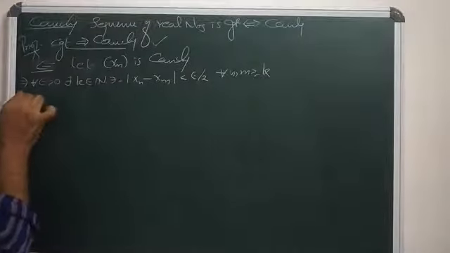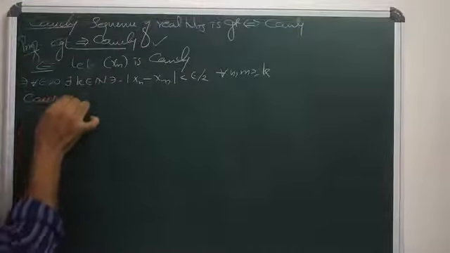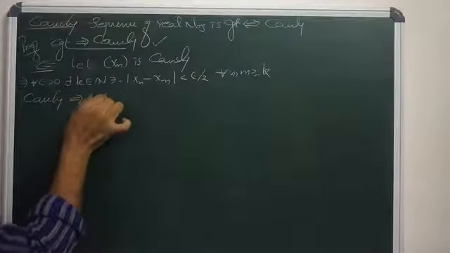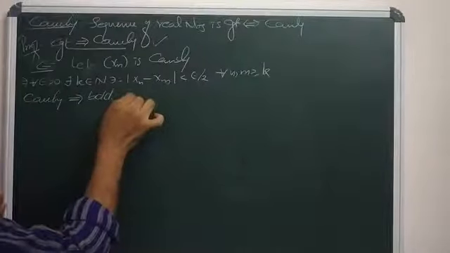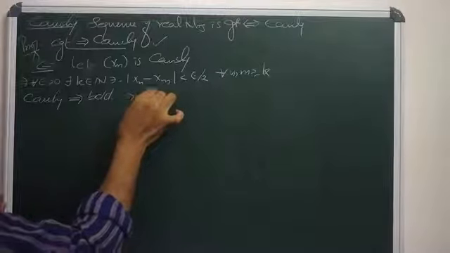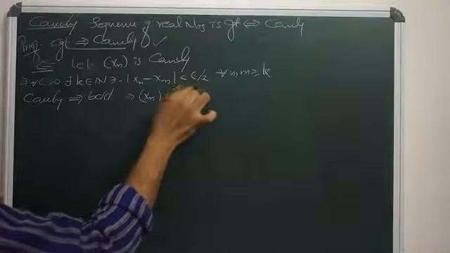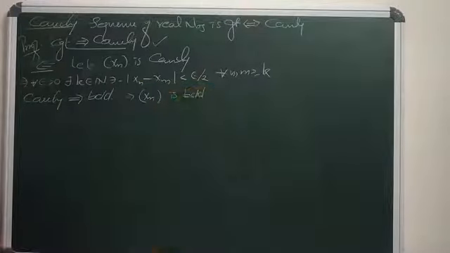But we know that a Cauchy sequence is always bounded. Cauchy implies bounded. This is already proved. Every Cauchy sequence of real numbers is bounded. Agreed? Okay. So clearly the sequence xn is a bounded sequence. Why? Because it is a Cauchy sequence. It is given that {xn} is Cauchy, and we know that a Cauchy sequence is bounded. Therefore {xn} is a bounded sequence of real numbers.